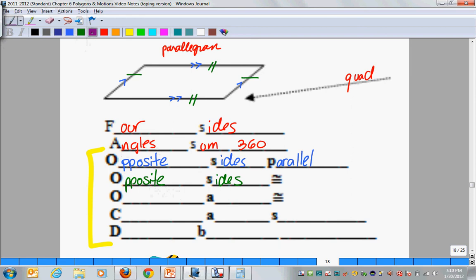Three, another opposite. Opposite angles are also congruent. So angles that are across from each other are congruent. So I'm going to do double sweep and single sweep. So the angles that are across from each other are congruent to each other. Opposite angles are congruent.